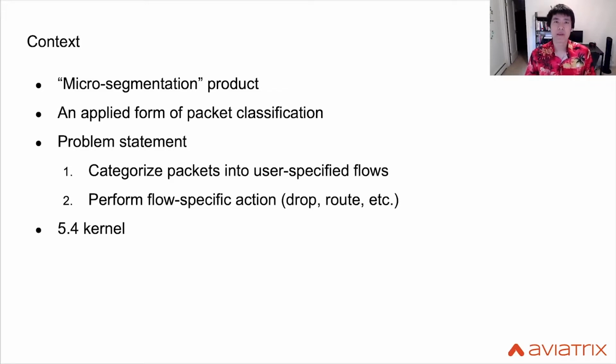The problem statement in this case is that we receive packets off the network, and then we want to categorize these packets into user-specified flows. Once we have a flow associated with a packet, we want to take some kind of user-configured action, for example, drop the packet, reroute it, etc., etc.